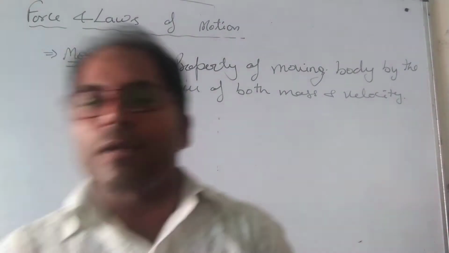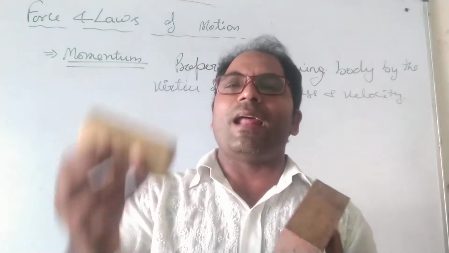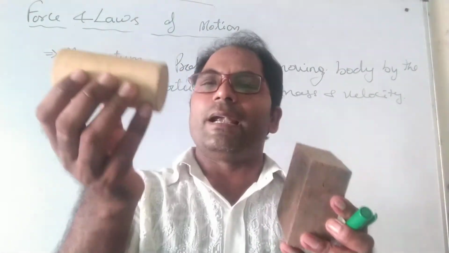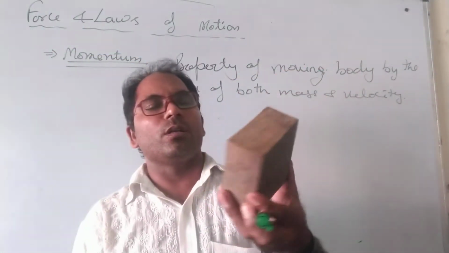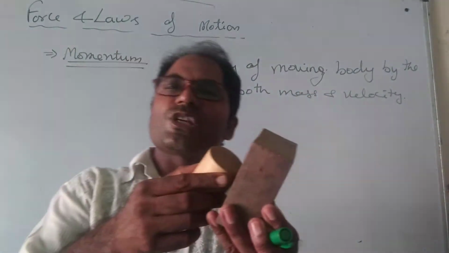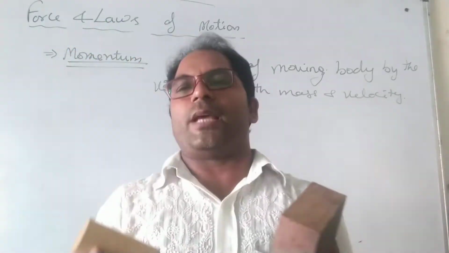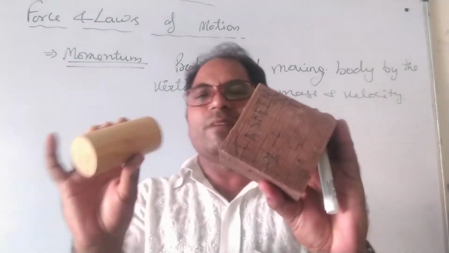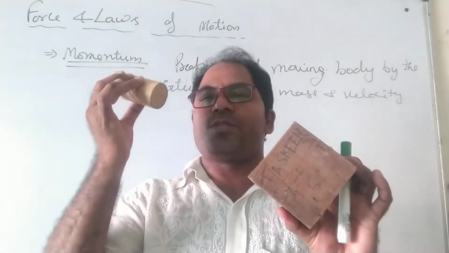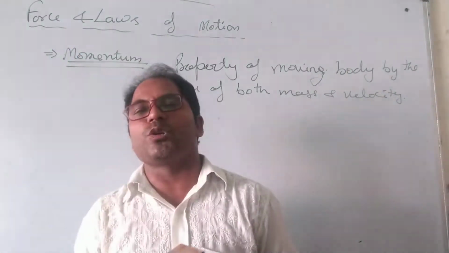Once again, I am going to show you these two objects. This is the lighter one and this is the heavier. This object is heavier than this cylindrical object. One is cuboidal in shape and the other is cylindrical. So the cuboidal object is heavier than the cylindrical object. So the mass is different. The mass of this cuboidal object is more than the cylindrical object. Now, how the momentum depends on their masses, that I am going to explain.